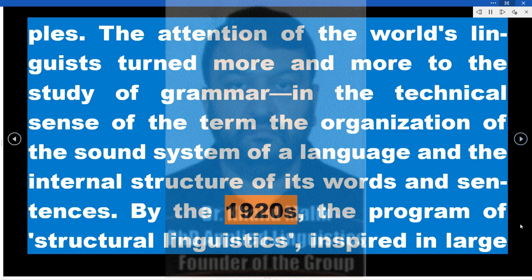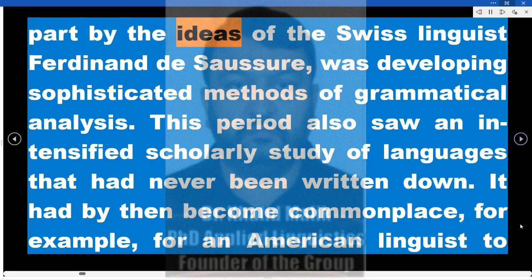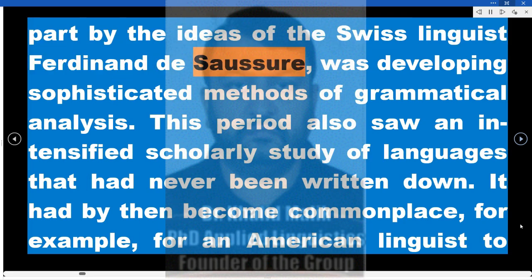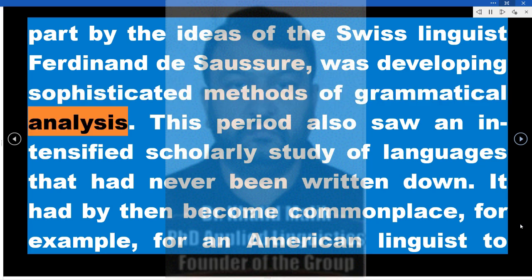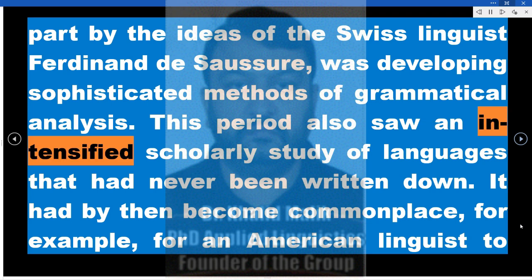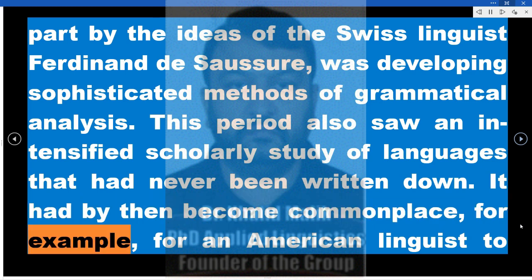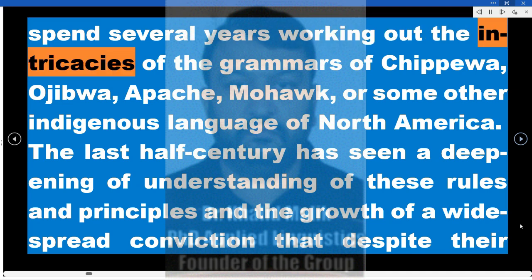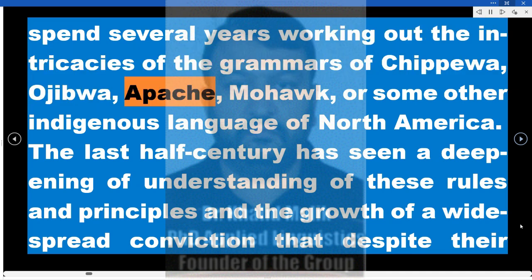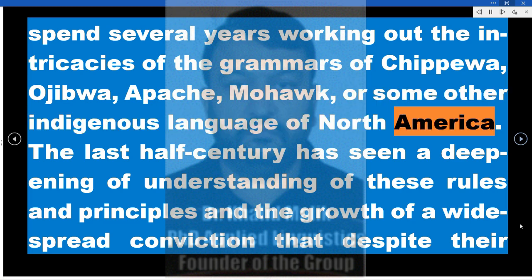By the 1920s, the program of structural linguistics, inspired in large part by the ideas of the Swiss linguist Ferdinand de Saussure, was developing sophisticated methods of grammatical analysis. This period also saw an intensified scholarly study of languages that had never been written down. It had by then become commonplace, for example, for an American linguist to spend several years working out the intricacies of the grammars of Chippewa, Ojibwa, Apache, Mohawk, or some other indigenous language of North America.